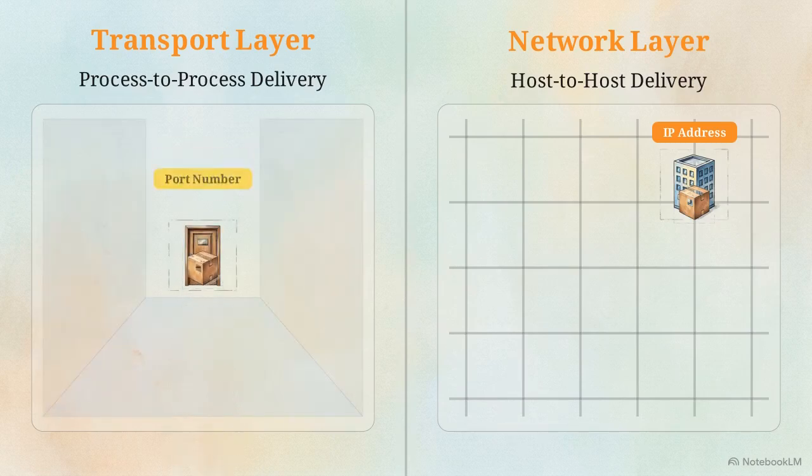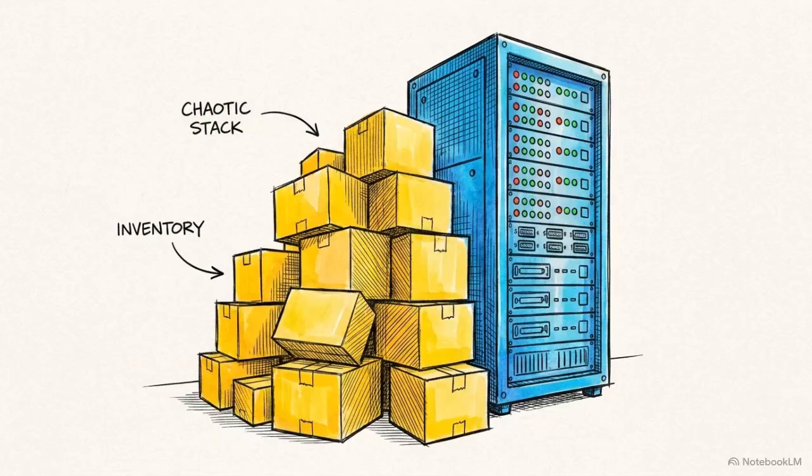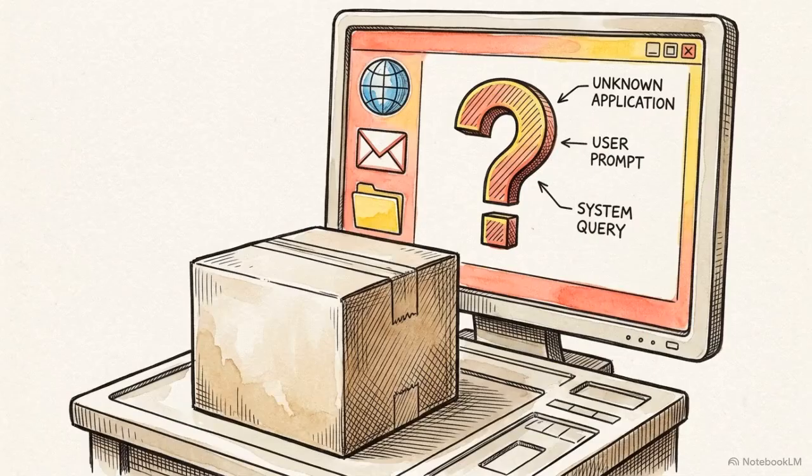Once the truck arrives at the building, the transport layer takes over for process-to-process delivery. Using protocols like TCP, it finds the exact apartment door, the running software program identified by a port number, and verifies that the package arrived without errors. Without both layers working together, a packet might successfully reach the right hardware, but the operating system wouldn't know which software application should actually open it.